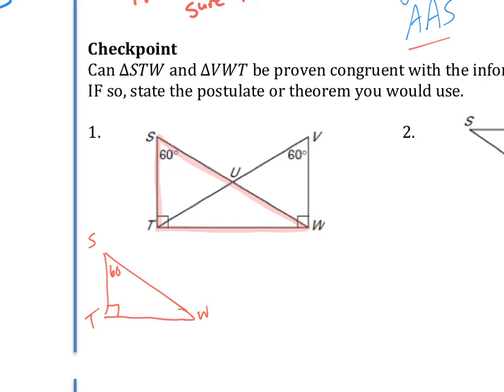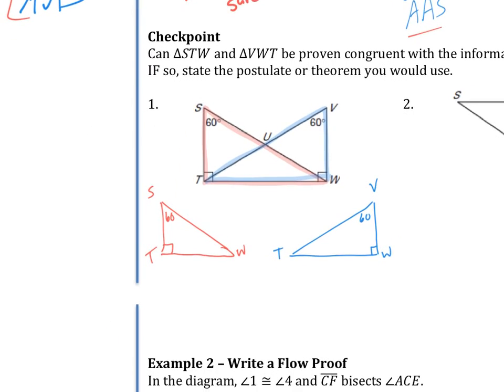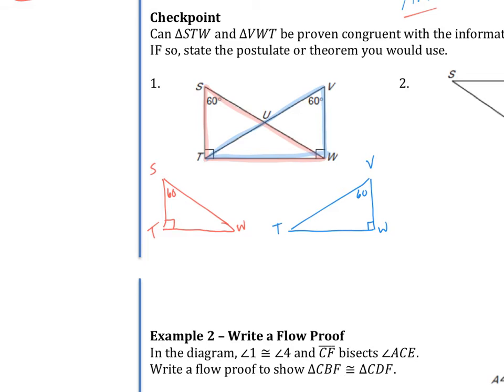Okay, and then we have this blue triangle I'm going to highlight. VWT. So we have 60 degrees again. Okay, so if we look at this right now, what we have is one pair of angles that are 60 degrees. And then we have one pair of 90-degree angles. Right, so we have angle, angle.